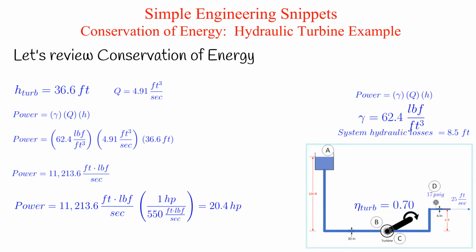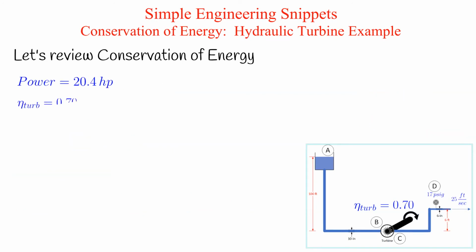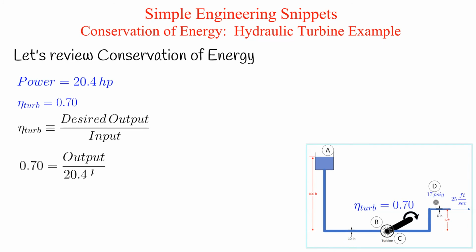We are not quite done. The turbine efficiency is given as 0.70. The definition of efficiency is typically a desired output over the required input. In this case, the output is what we are trying to calculate. We have already determined that the input to the turbine is 20.4 horsepower. Solving for the turbine output, we obtain 14.3 horsepower. This is our final answer.